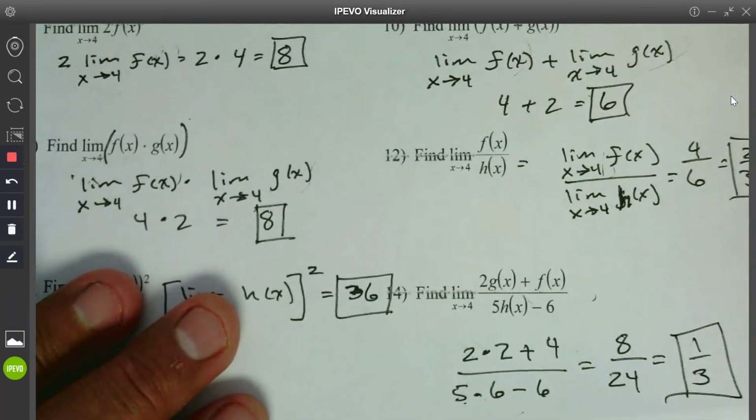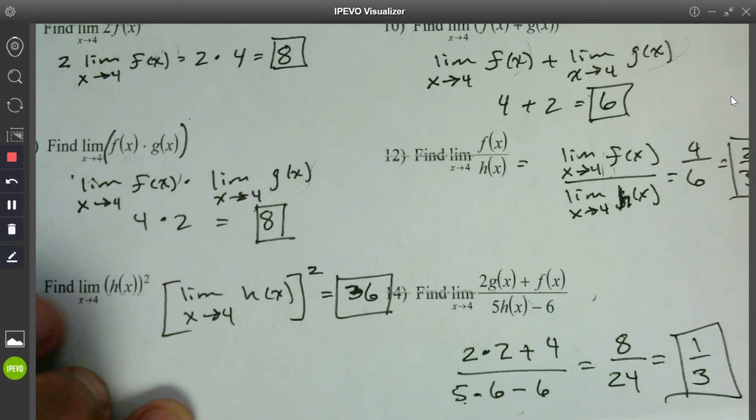We just completed our classwork taking limits directly and using the properties.